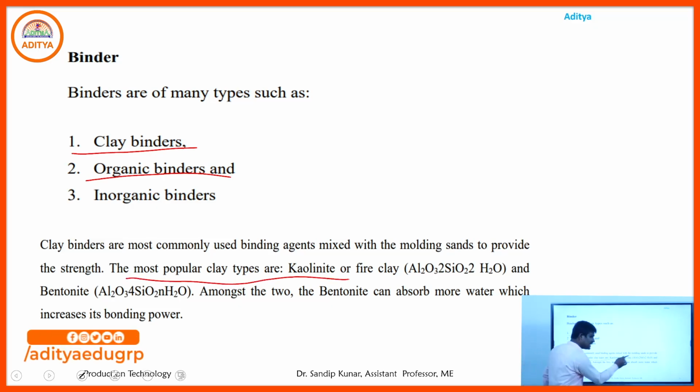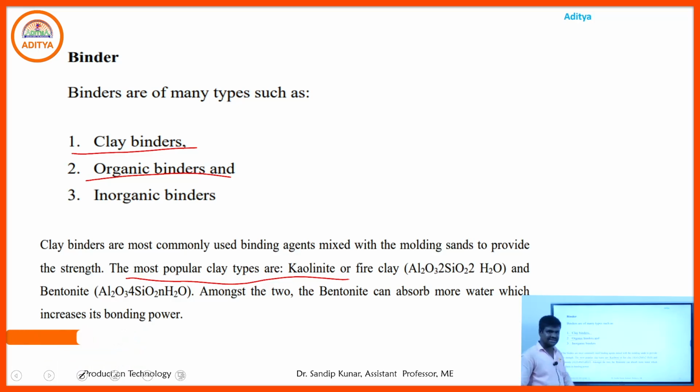The most popular clay types are kaolinite or fire clay, which is sometimes called fire clay, and also bentonite. Fire clay and bentonite are the most important clay binding materials. Generally we use them naturally in the casting process. Amongst these two, bentonite can absorb more water, which increases the bonding power. Bentonite solution absorbs more water, and it also increases the binding strength.